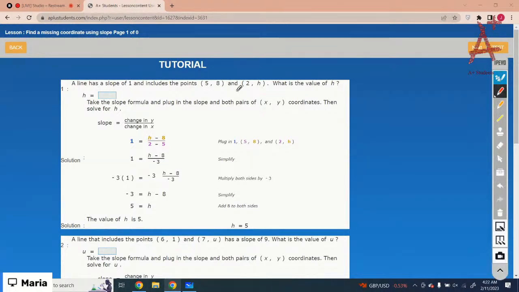Okay, let's start with this one. The points are 5, 8 and 2, h. Got it? Just use the formula and find the slope. Slope is change in y divided by change in x. So you are given the slope, that is 1. So slope equals 1.